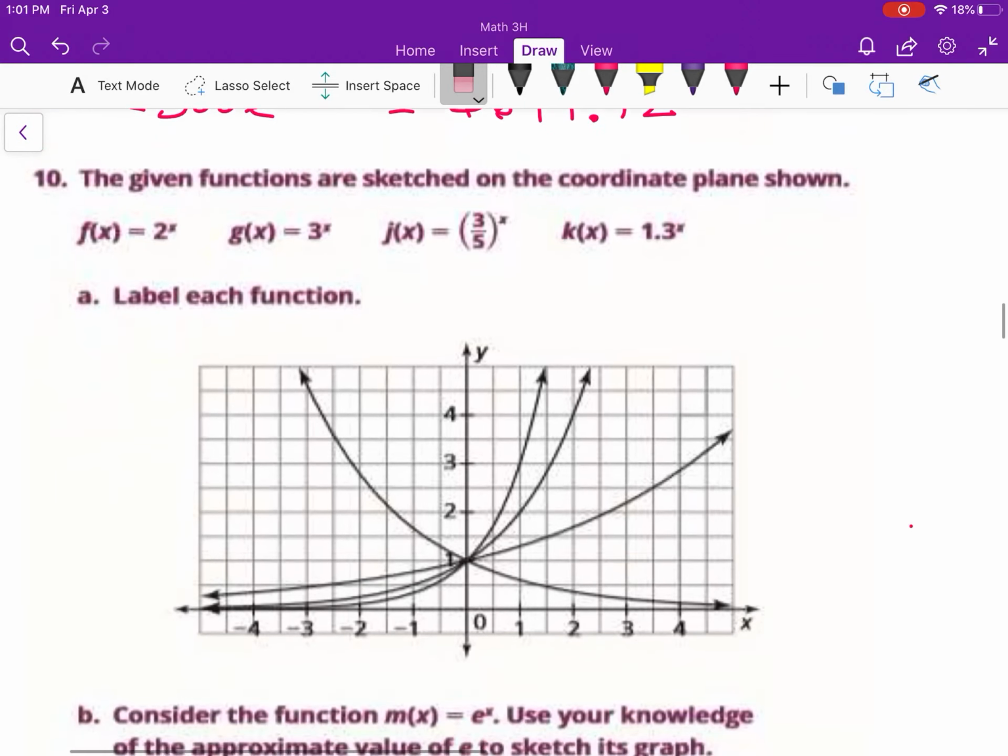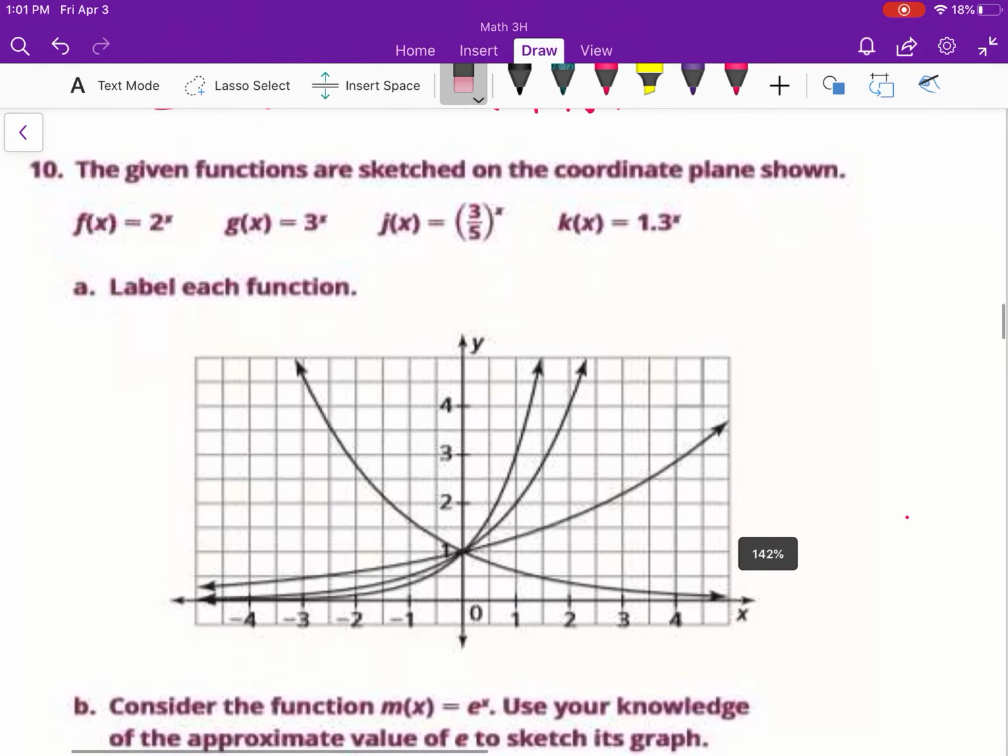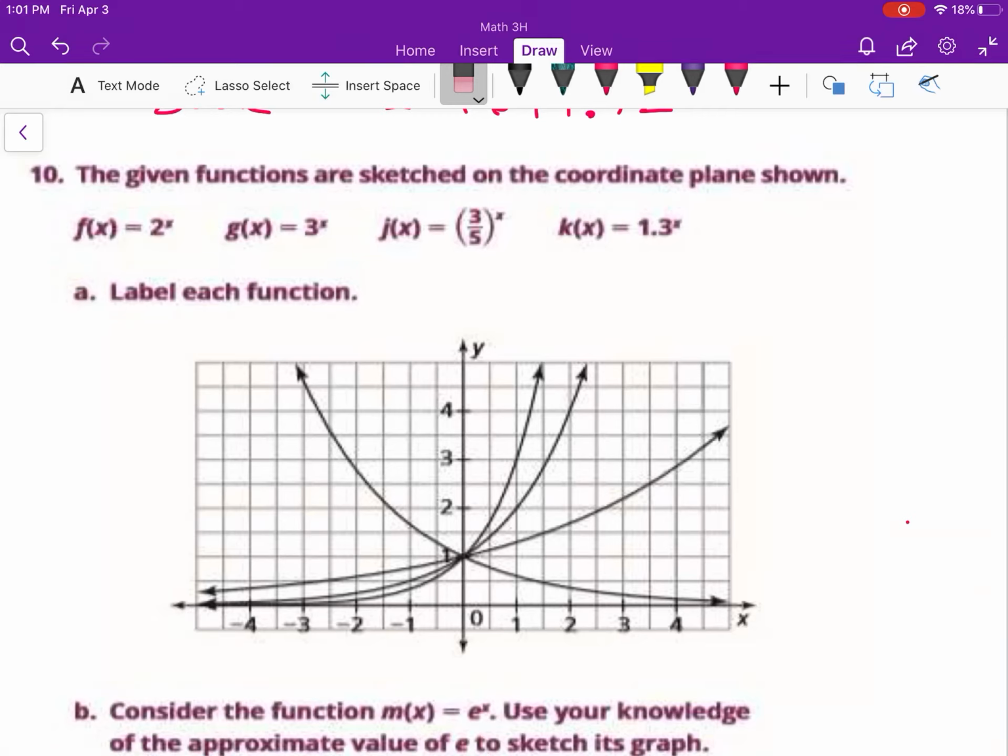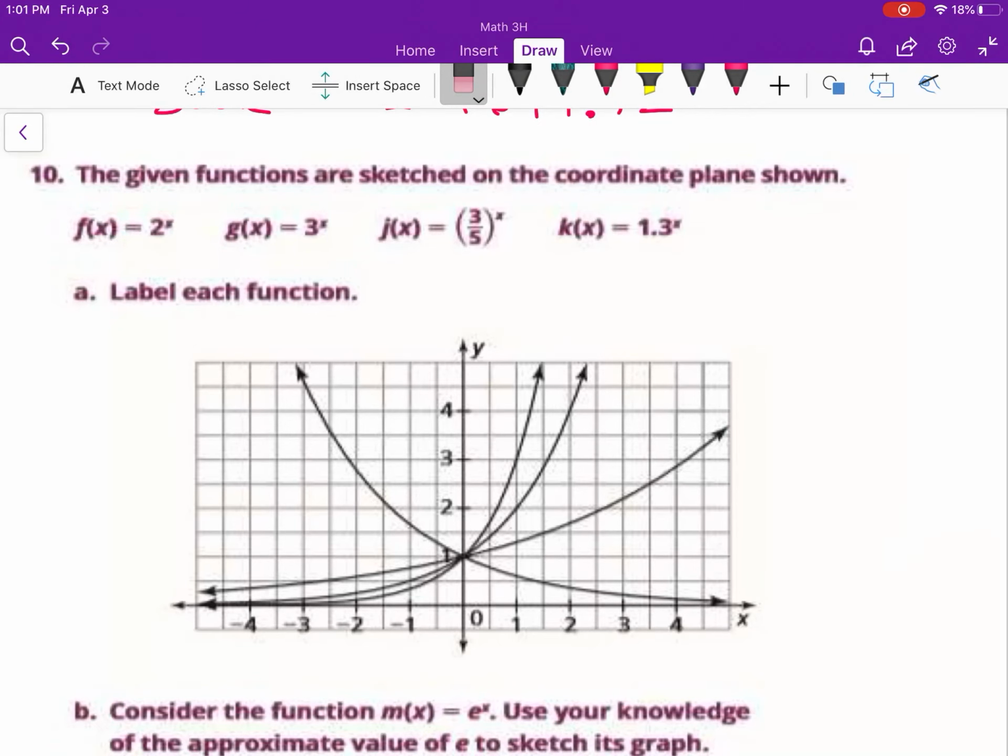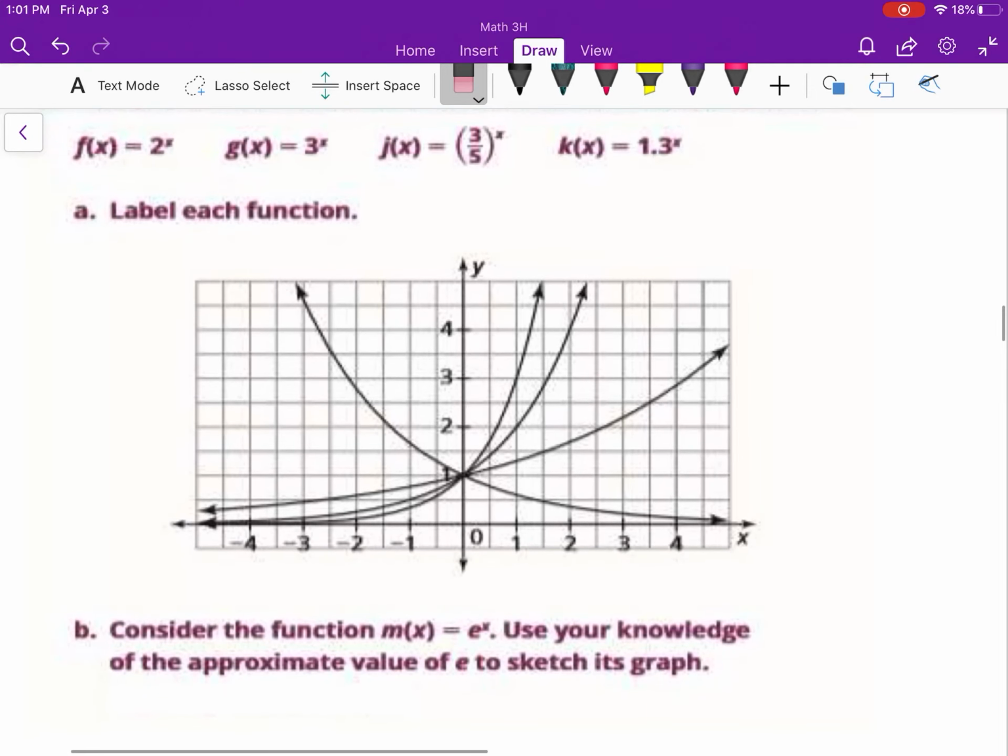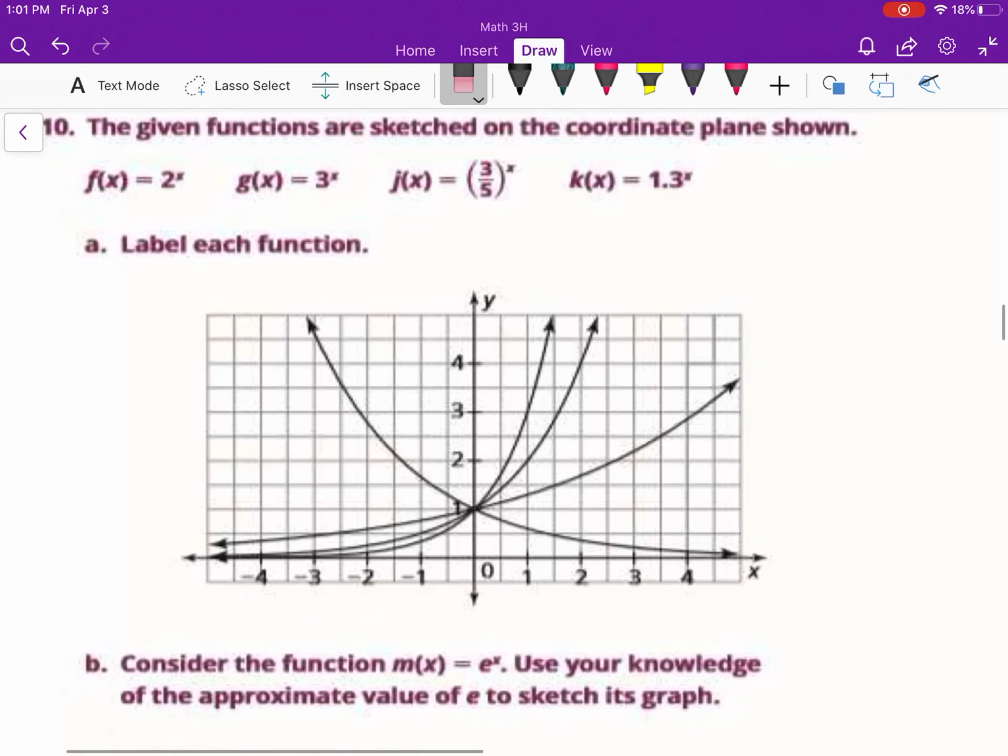Okay, number 10 here is giving you 4 functions and it graphed them all for you. Check those out on your calculator. Time-wise, it would be crazy if I did that now. But then letter B says, consider the function m of x equals e to the x. Don't worry about using your knowledge. Literally put in y equals e to the x in your calculator.